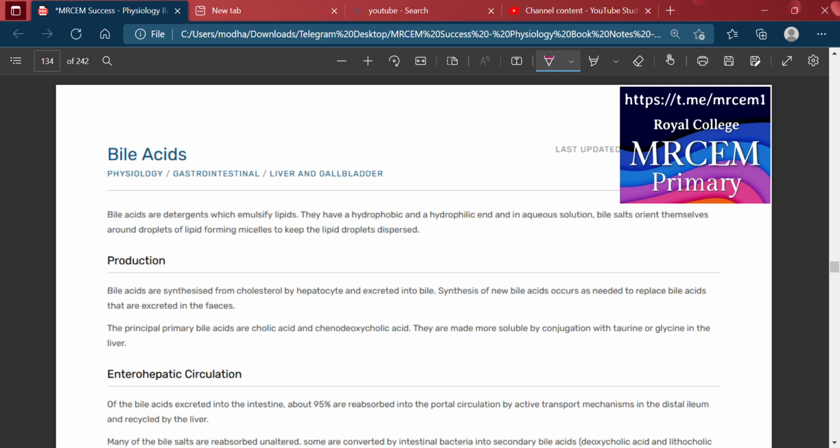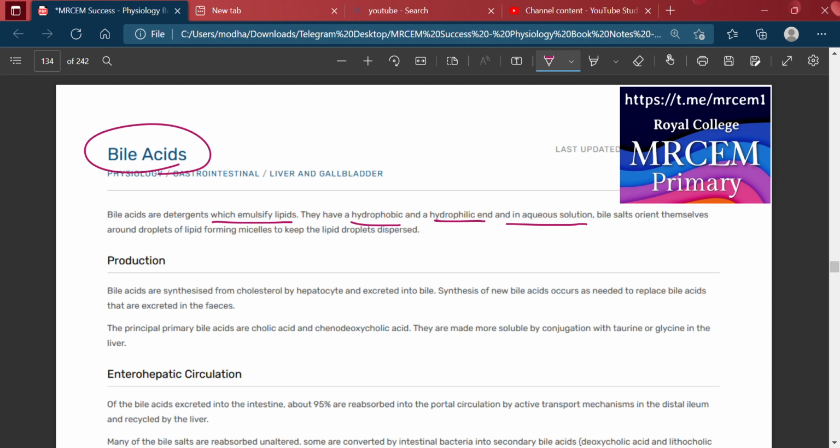So we will discuss now bile acids. Bile acids are detergents which emulsify lipids. They have hydrophobic and hydrophilic parts in aqueous solution.